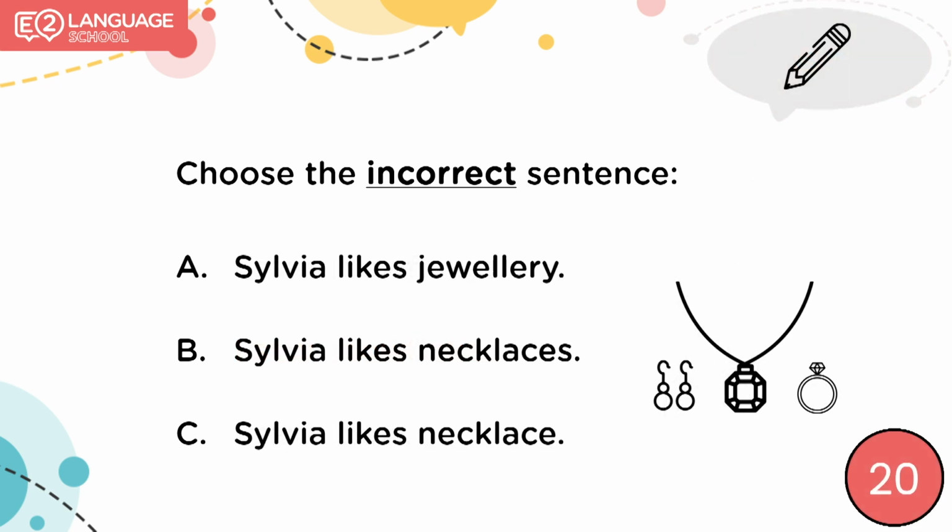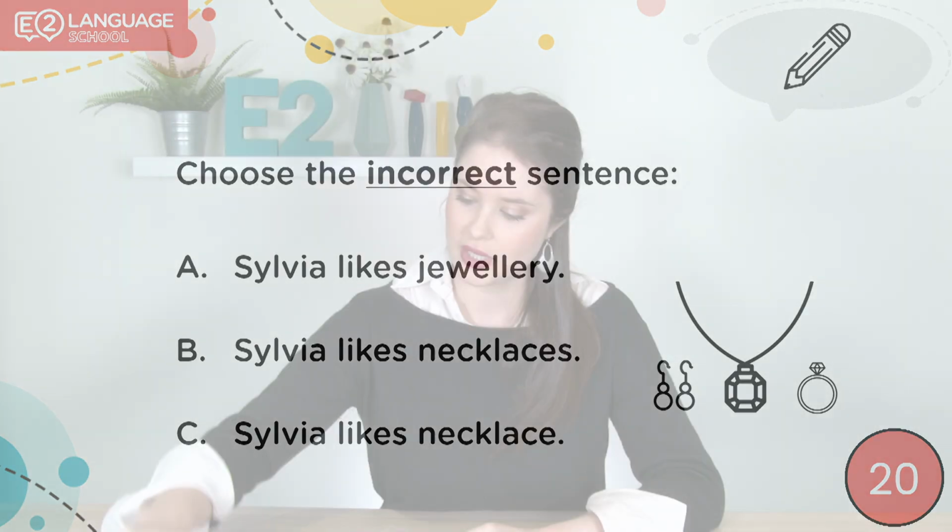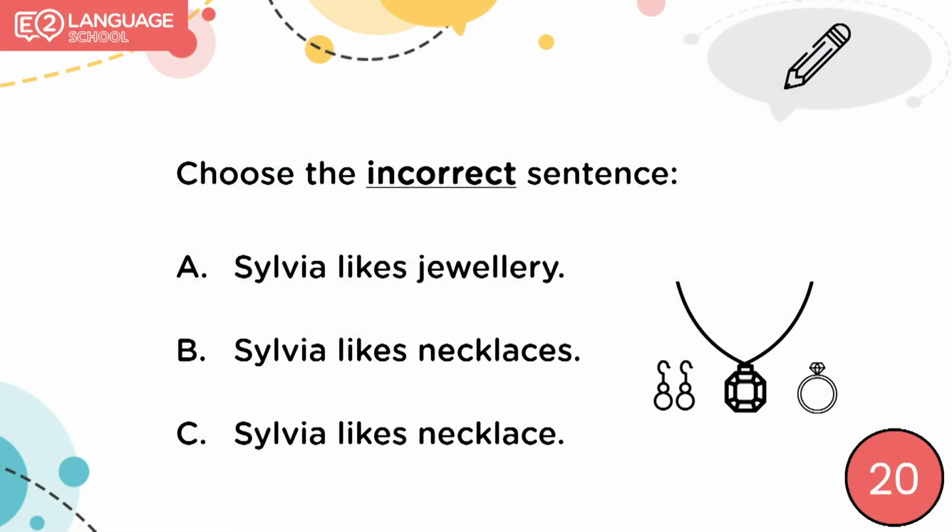Okay, we've got another one. Sylvia likes jewelry. Sylvia likes necklaces. Sylvia likes necklace. Just to show you the vocabulary, jewelry refers to the objects or ornaments that we put on our bodies. So it's a broad term. Jewelry includes earrings, rings, necklaces, bracelets. A necklace is this one that goes around your neck. Okay, you have 20 seconds to do this activity. Your time starts now.